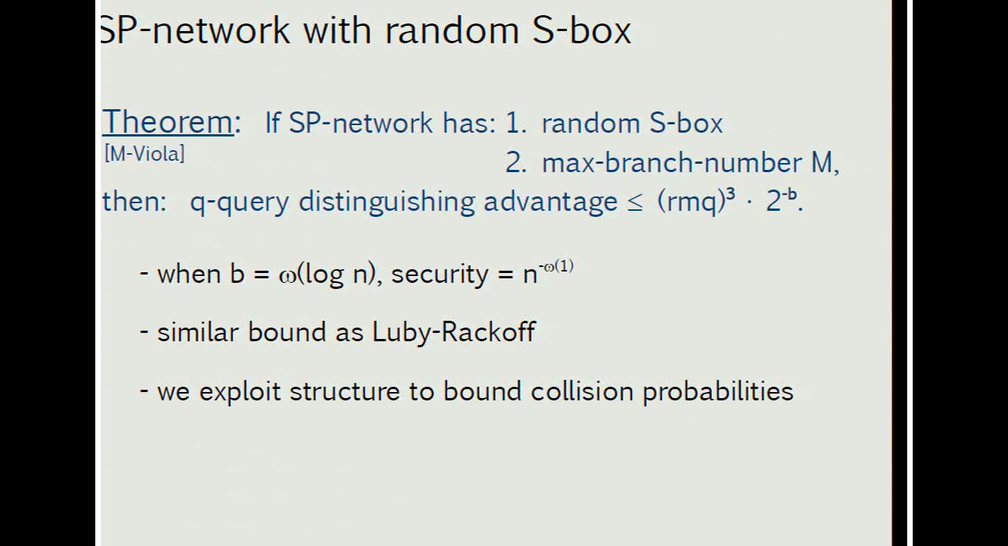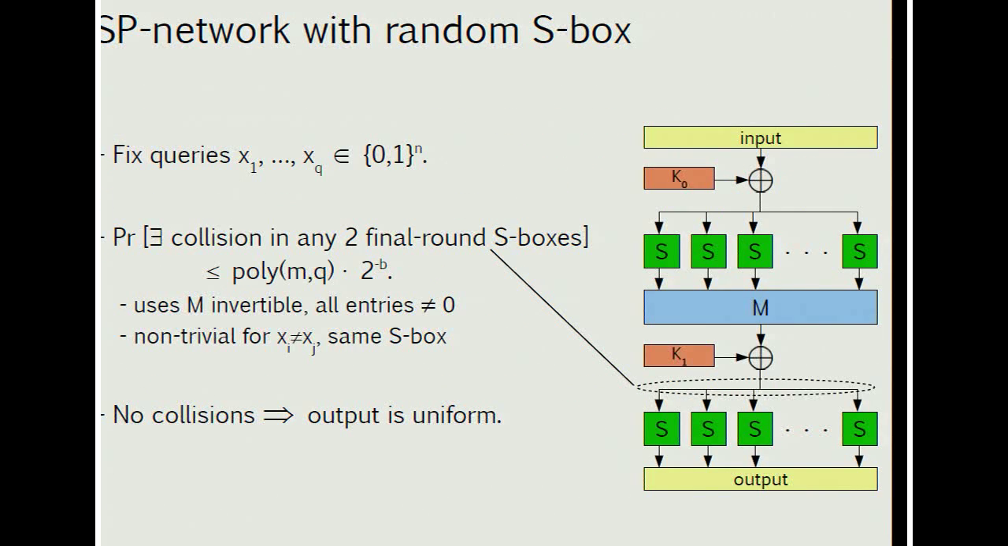The bound here is somewhat comparable to the one of Luby and Rakoff. They also show an exponentially small distinguishing advantage in the size of the random function with a polynomial loss in the number of queries. And so we exploit the SPN structure to bound collision probabilities in order to prove this theorem. I don't have time to go through the proof, but I just want to give you some intuition.